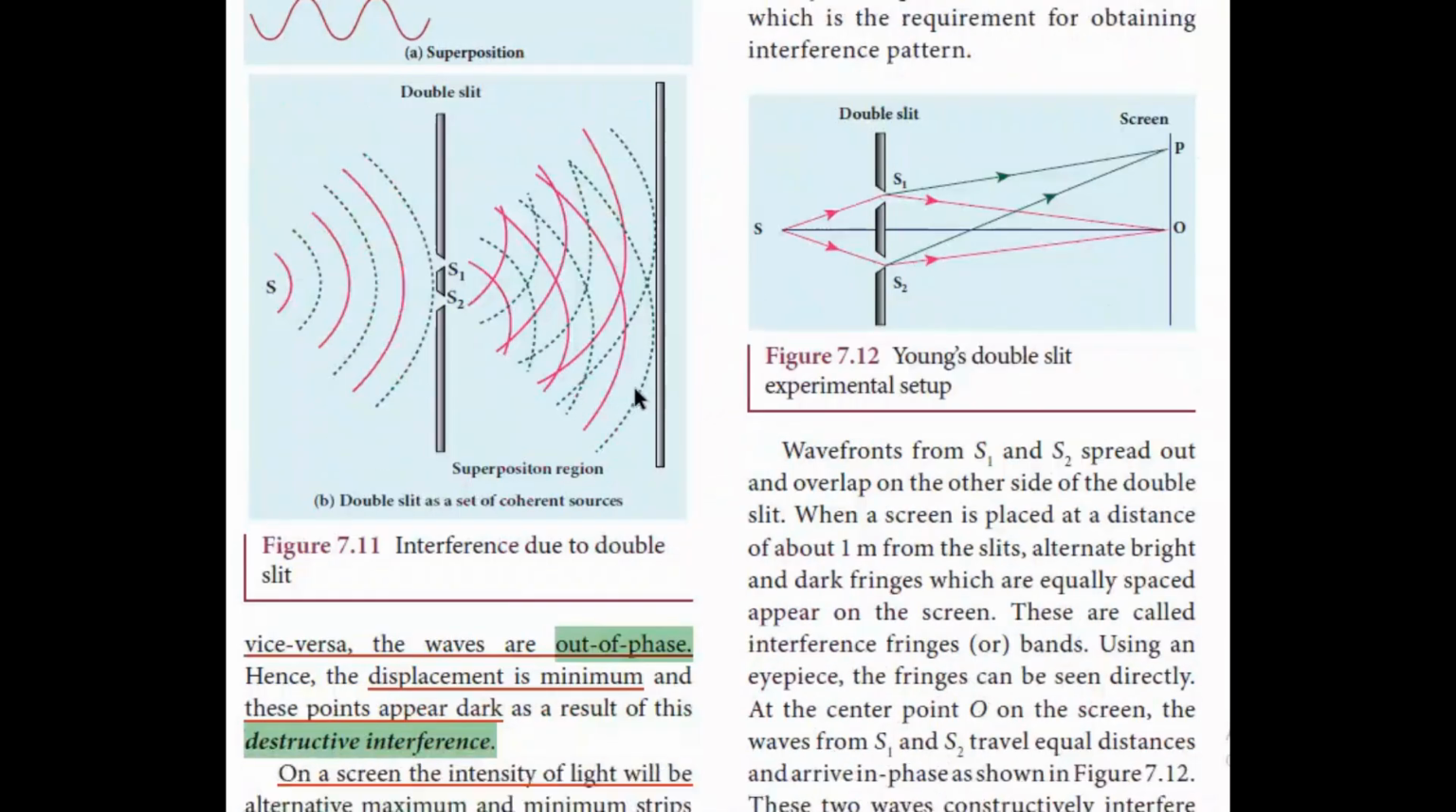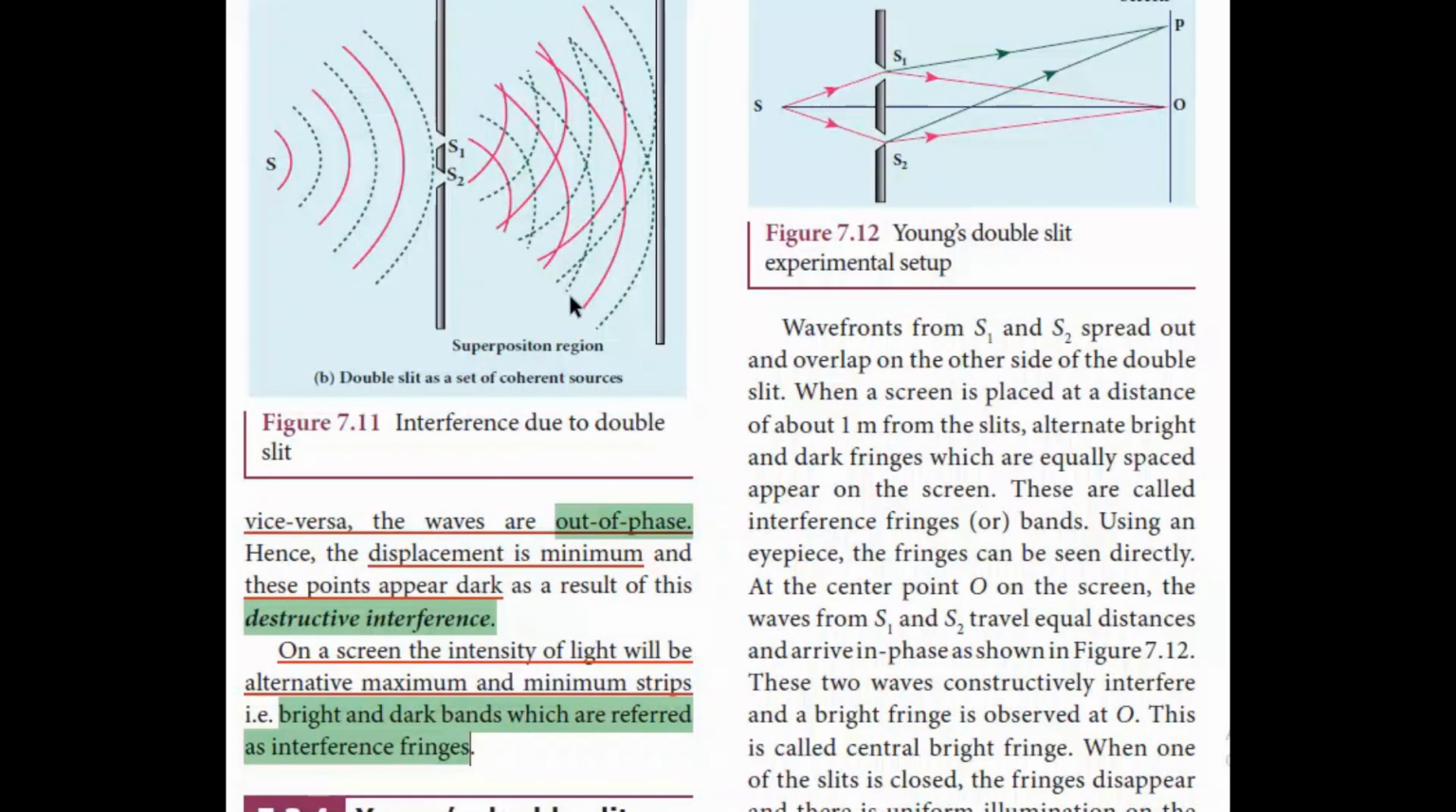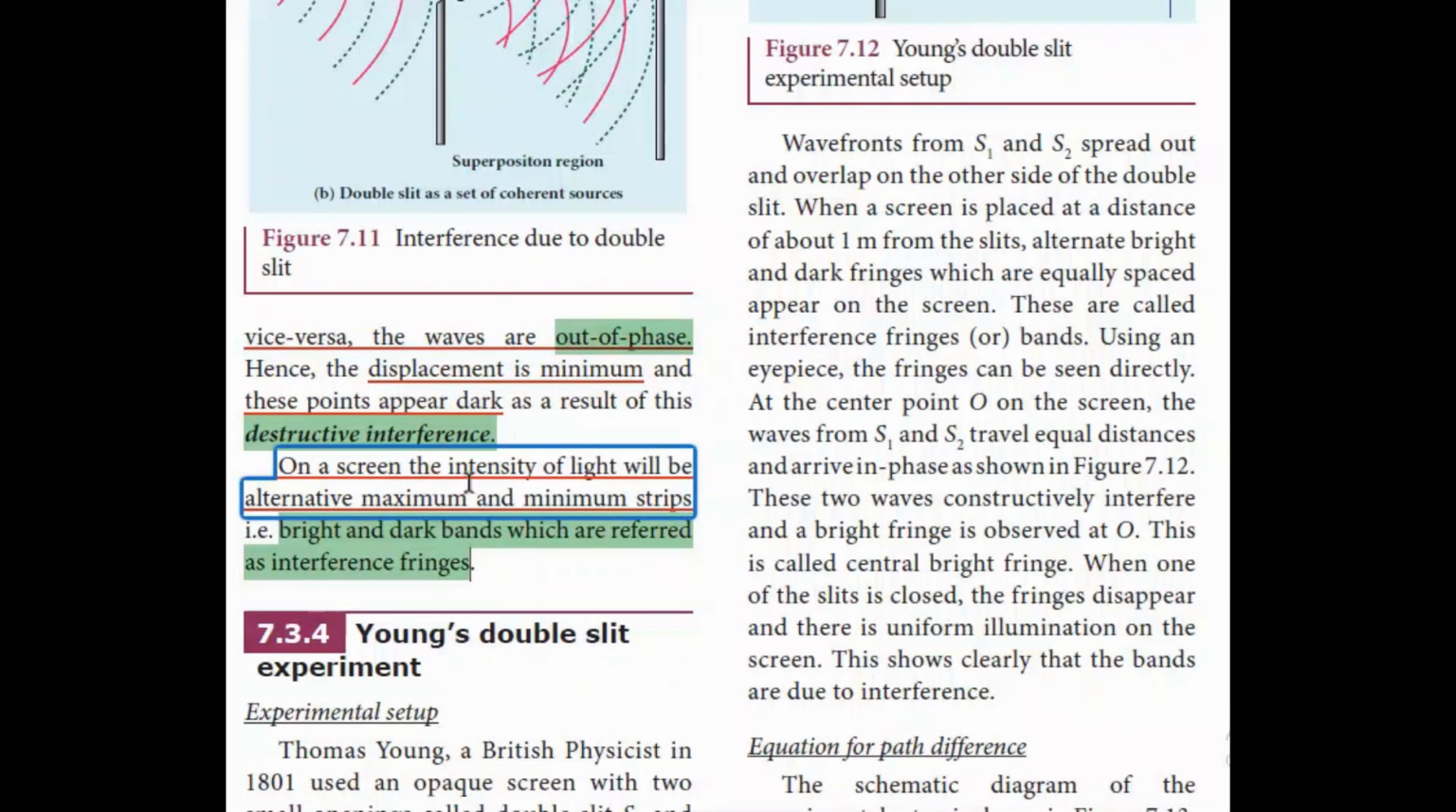So, these are the points where we have constructive and destructive interference. On the screen, the intensity of light will be alternately maximum and minimum because of constructive and destructive interference. And we have these bright and dark bands, which are referred to as interference fringes.